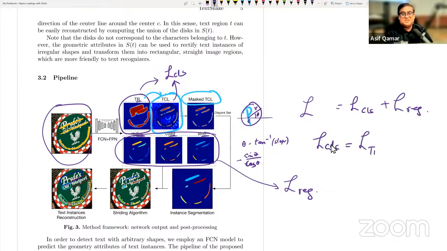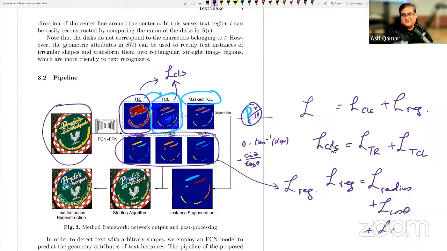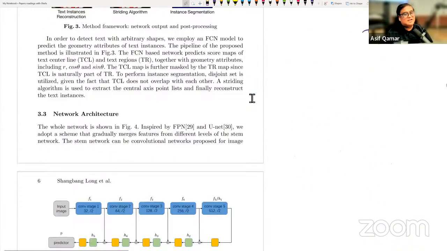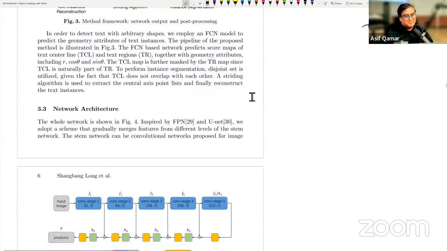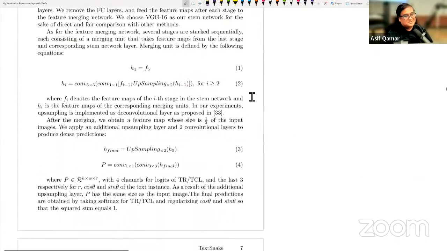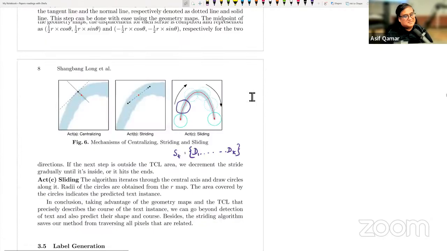The loss associated with learning the text regions plus the loss associated with learning the text center line, right? And the regression loss, as we just noticed, is made up of the radius plus L of the cosine theta plus L of the sine theta, right? It's common sense, literally, just looking at it. And what they're saying is that you can minimize the joint loss. But when they do that, they realize, and let me just go down to that.